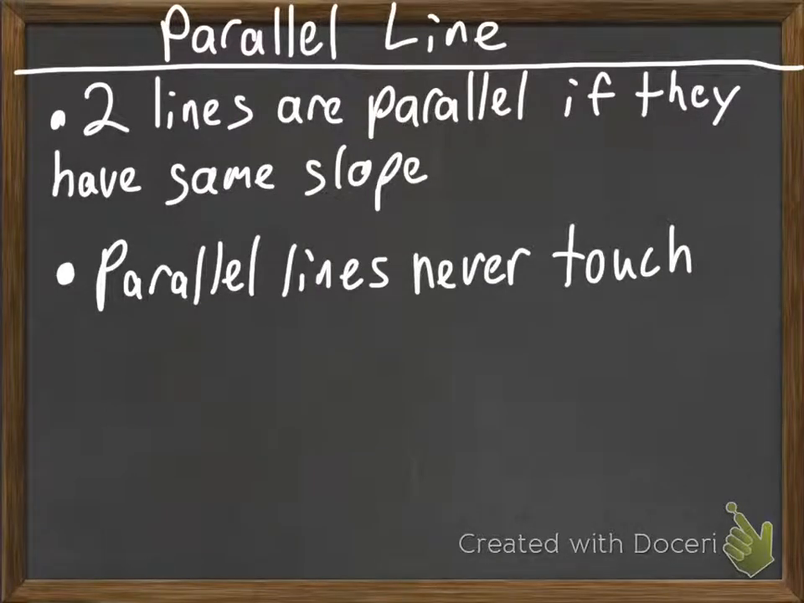So parallel lines. 2 lines are parallel if they have the same slope, which is something I hope you noticed from the first video. And parallel lines will never touch each other. So if you see two lines and they have the exact same slope, they are called parallel.